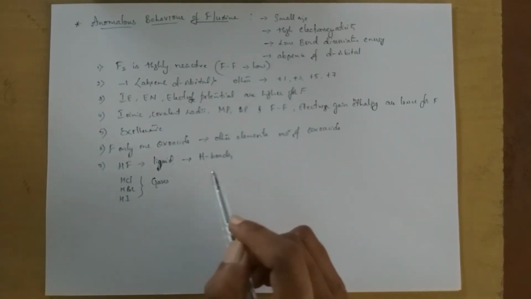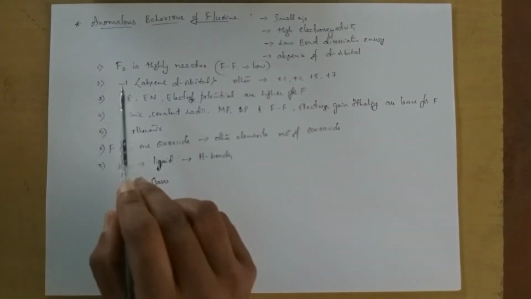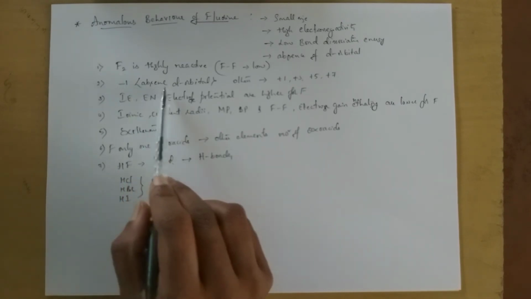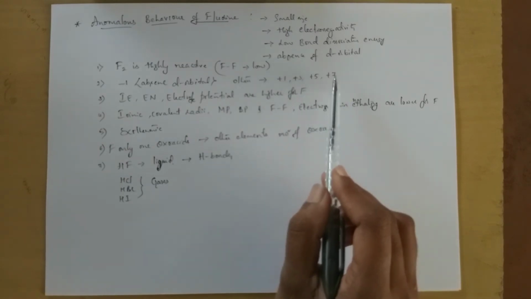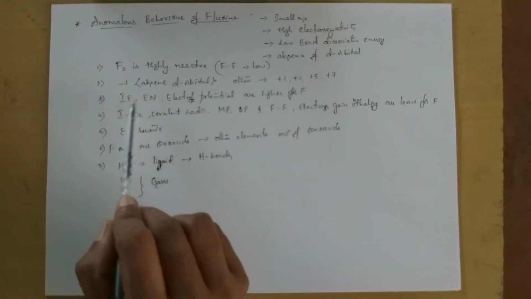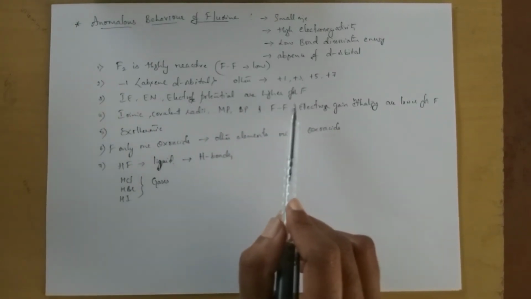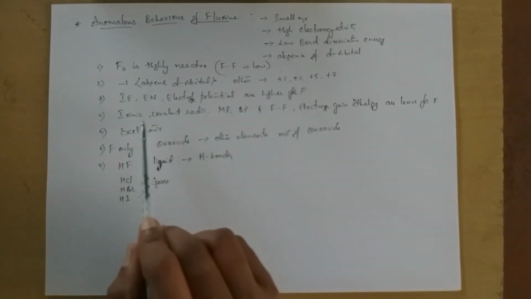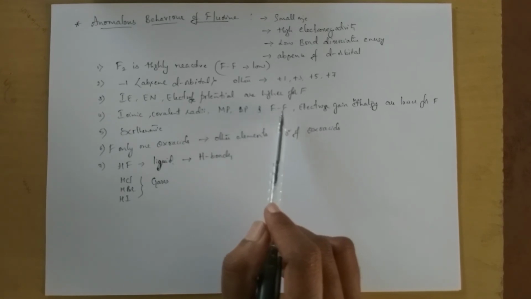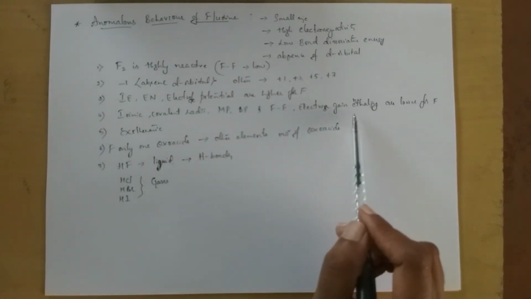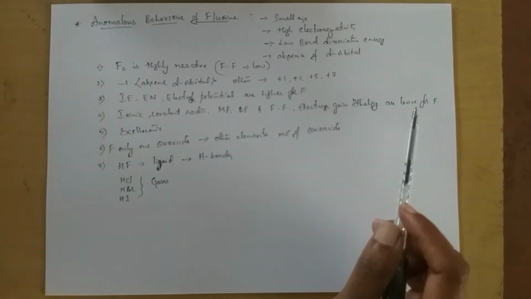Okay na, so this is about the anomalous behavior of fluorine. Fluorine is highly reactive. Fluorine exhibits -1 oxidation state due to absence of d orbital, whereas other elements exhibit +1, +3, +5, +7. Then the values of ionization enthalpy, electronegativity, electrode potential are higher for fluorine, whereas the remaining halogens have lower values. Then ionic and covalent radii, melting point, boiling point, bond dissociation energy and electron gain enthalpy are lower for fluorine, whereas other halogens have higher values.